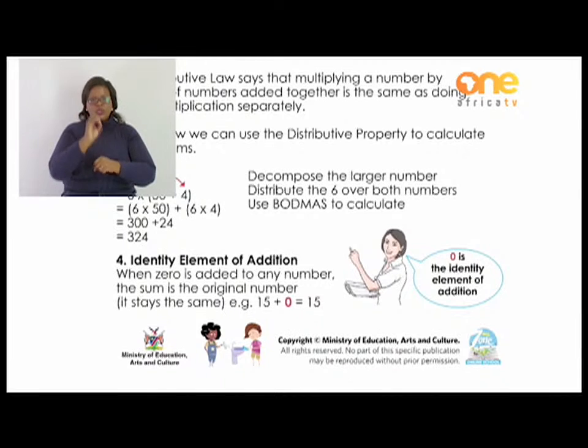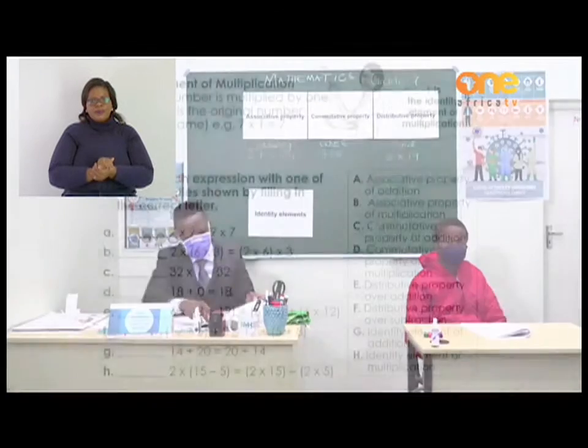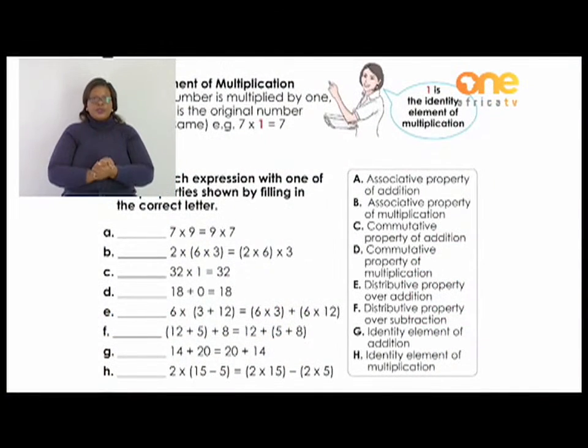To explain below number 4, when 0 is added to a number, the sum is the original number. It stays the same. For example, 15 plus 0, it gives you 15. 0 added to a number, you get that number. Moving to page 14. We continue with the identity elements, but this time it is for multiplication.